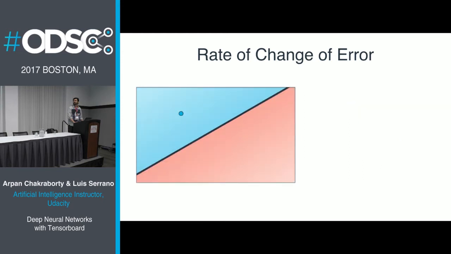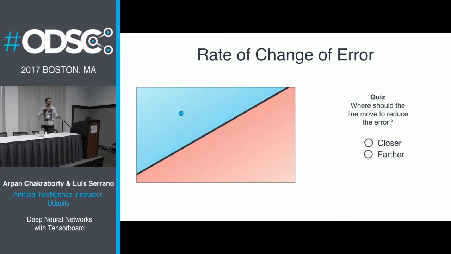Now, quiz number 2. If I have a point that is correctly classified, where should the line move to reduce the error? Farther, right? Because the point that is correctly classified has a tiny error, but it's even tinier as it gets well into its correct area. So this is farther.